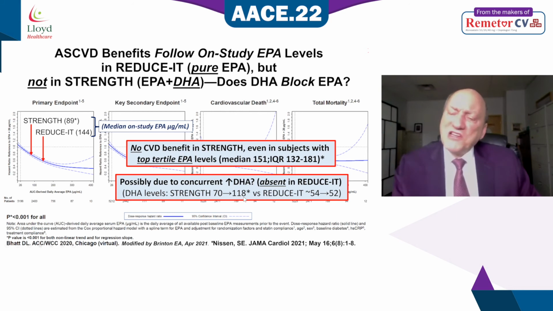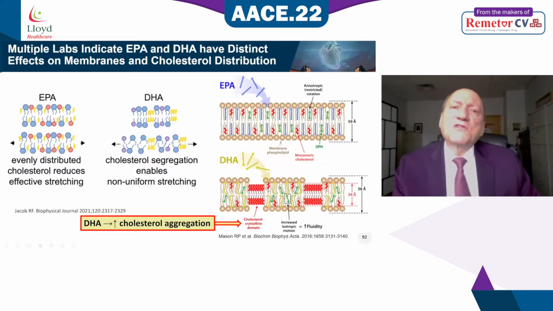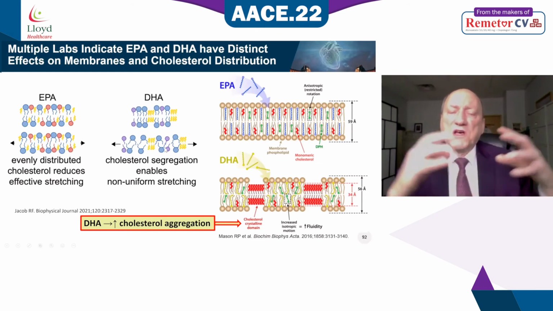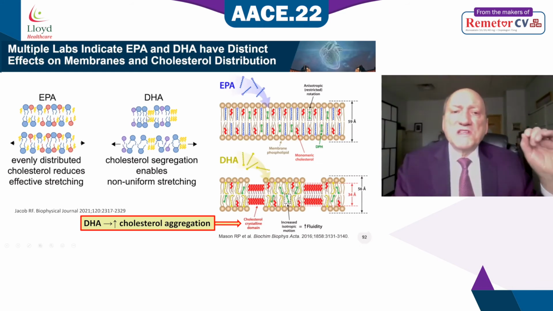So could DHA be that harmful? The quick answer is yes. Here's a cell membrane with EPA, and here it is with DHA. The DHA membrane has a different density. Notice these little yellow things here. This is cholesterol over here. The cholesterol is in red. Notice how the cholesterol clumps together in the presence of DHA, whereas with the presence of EPA in the membrane, the cholesterol stays spread out.